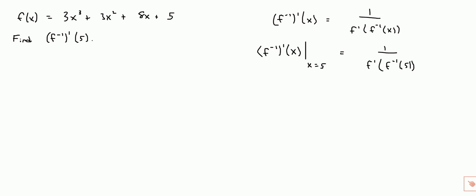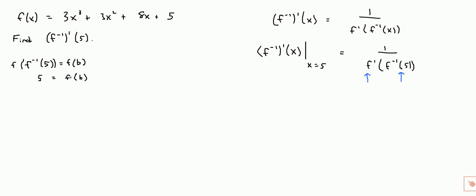Okay, so we have two things that we need to figure out. This is the first one, finding f prime, and then this is the second one, finding f inverse of 5. So let's go ahead and find f inverse of 5 first. So f inverse of 5 equals b. We don't know what it is. We're going to apply f to both sides. Okay, so f of f inverse, these cancel each other out. So we have 5 is equal to f of b.